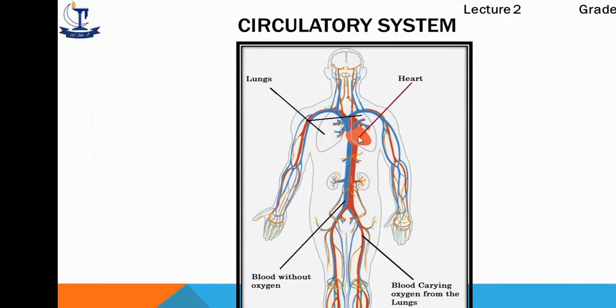The heart pumps the blood to the lungs first. Here the blood gets oxygen and is pumped to all parts of the body. The blood with oxygen is shown in the red vessels. And here is the blood carrying oxygen from the lungs, and in the blue veins, blue vessels, the blood without oxygen. This is the circulatory system of a human body. I hope you understand it.